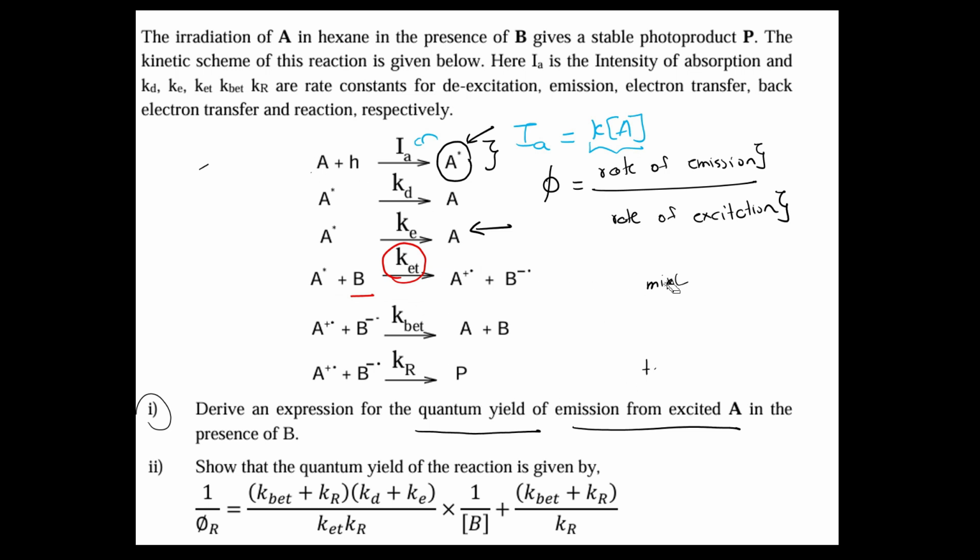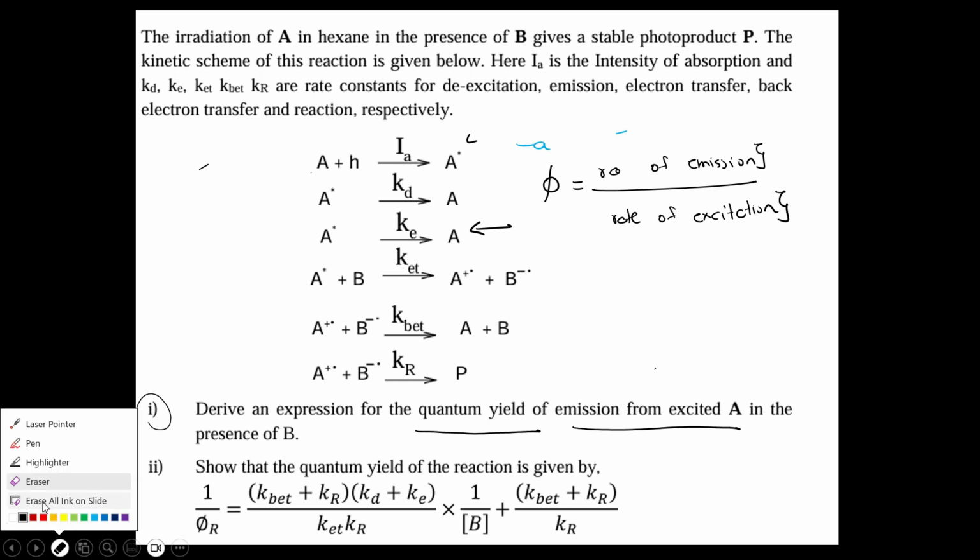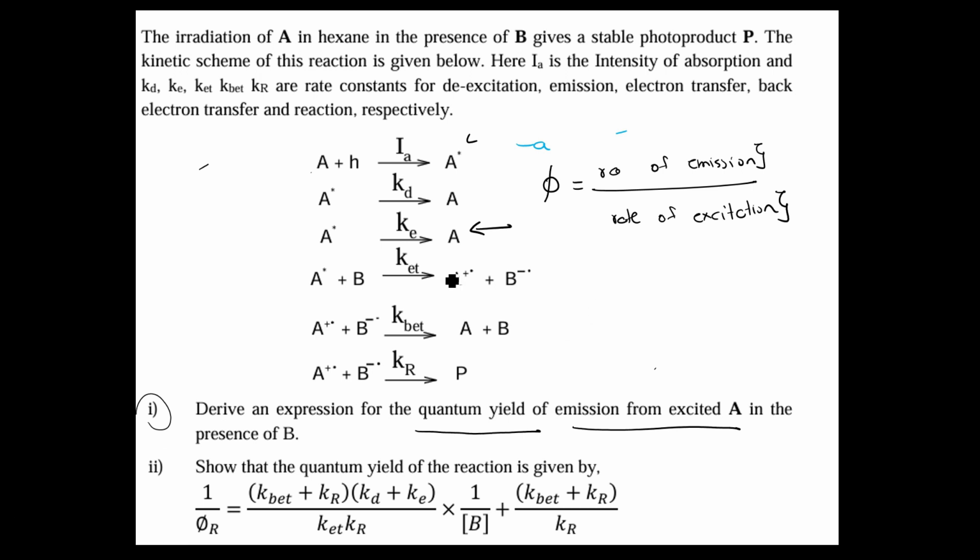You just need to look at the one specific process which they are asking of you, right? In here they are asking for a derived expression for the quantum yield of emission from the excited state. So look at that particular step right here. This is the emission step. So introduce a rate expression for this particular step, which is Ke times A star.